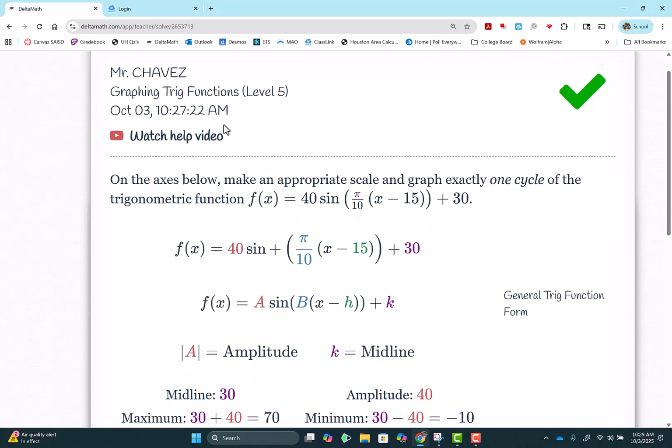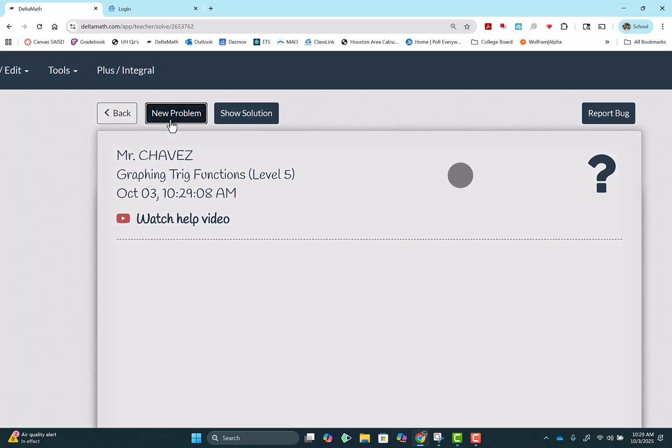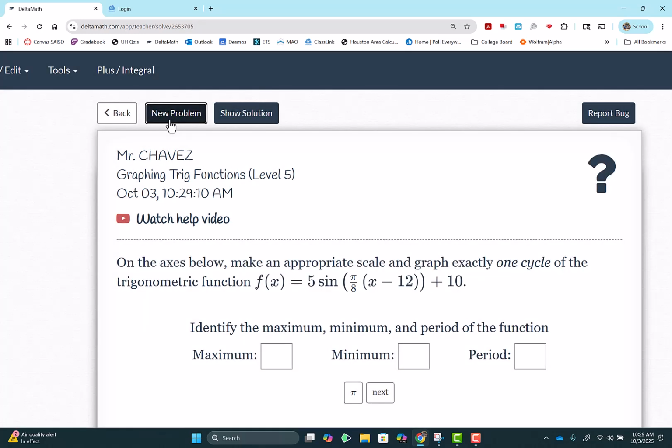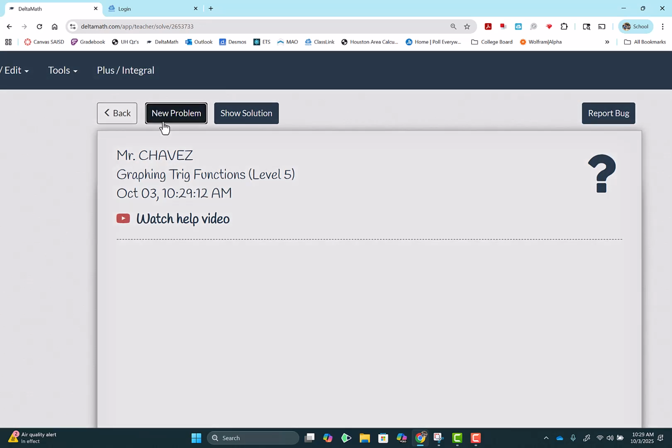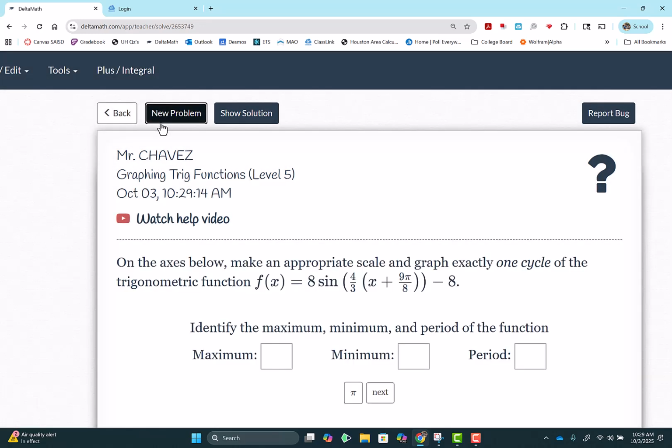Okay, let's do one more. One that has a positive or a negative in the front. Do they have any with a negative? I'm clicking, I'm trying to find one. I guess they're not going to give you one that's a negative.